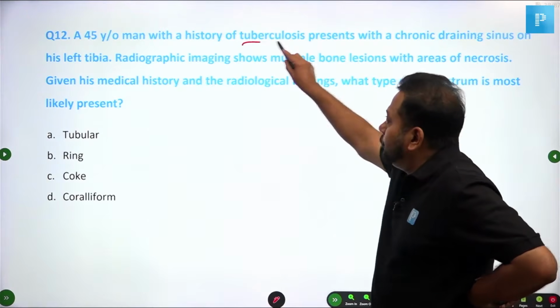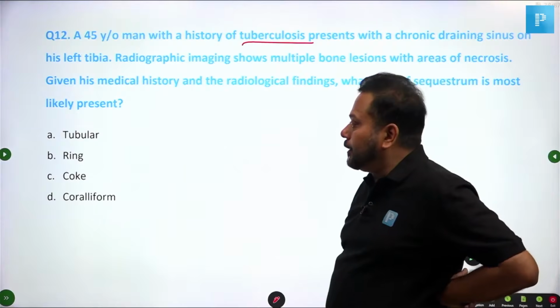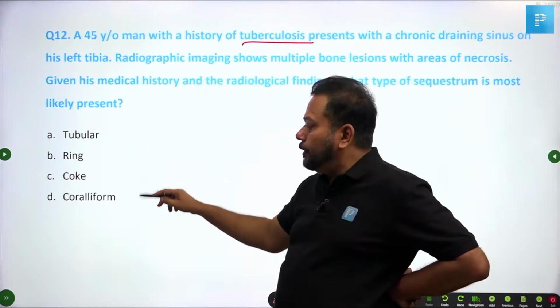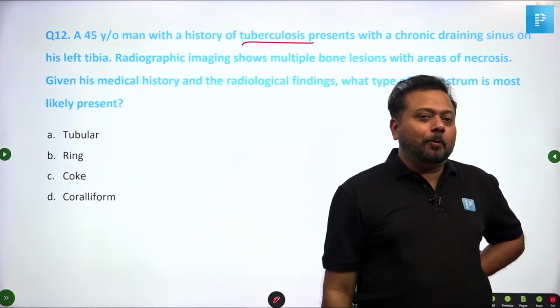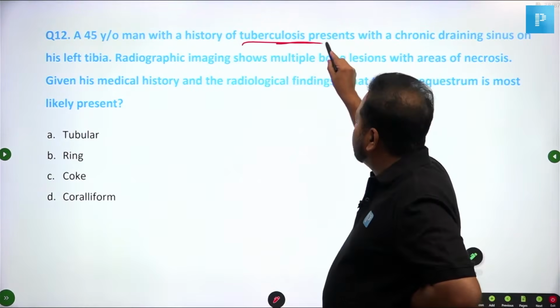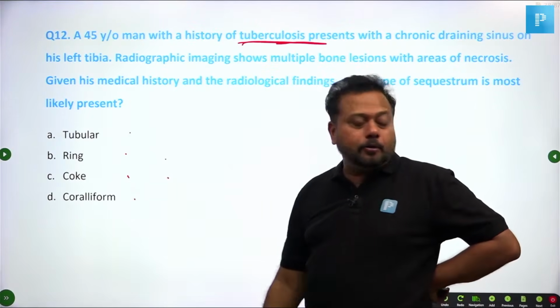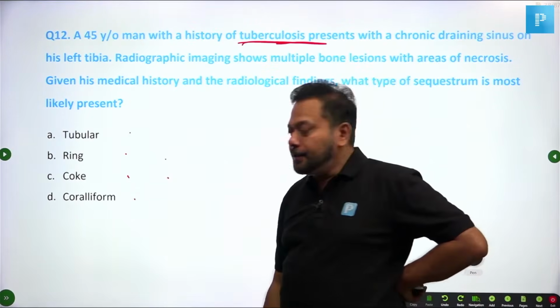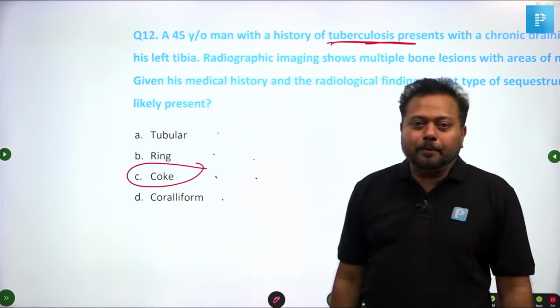It is tuberculosis, chronic osteomyelitis. What type of sequestrum is the question? Is it tubular? Is it ring? Is it coke? Is it coralliform? What type of sequestrum you expect in tuberculous osteomyelitis? That is the question among the 4 choices. Best answer is coke-like sequestrum. Coke-like sequestrum. Okay, don't worry.